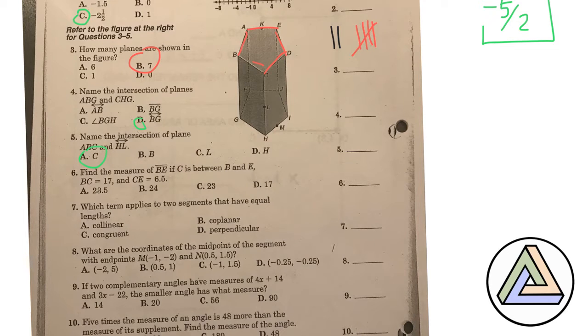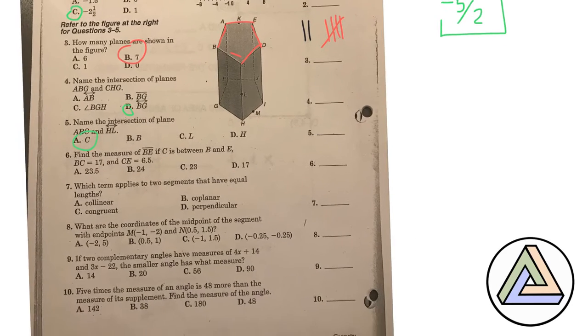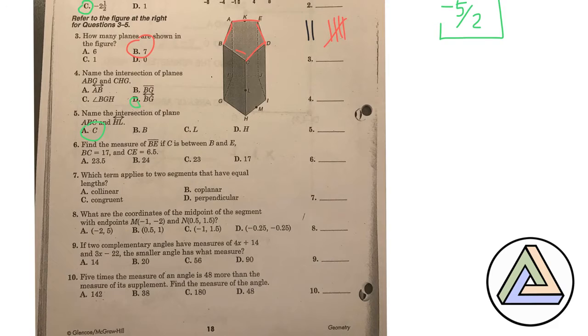Okay, find the measure of BE if C is between B and E. BE, where is that? I made the mistake of thinking that we're dealing with the previous figure. We're actually not dealing with that problem anymore. That problem only refers to 3 through 5. So for 6, find the measure of BE if C is between B and E and BC equals 17 and CE equals 6.5. It's often good to draw the situation.